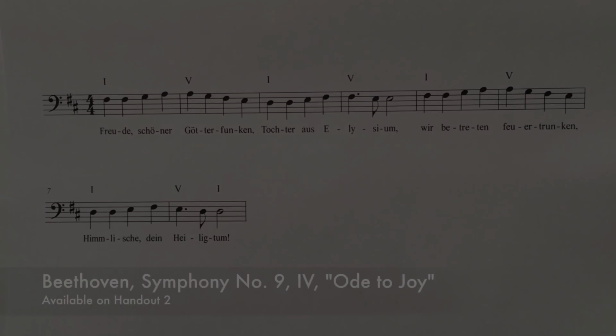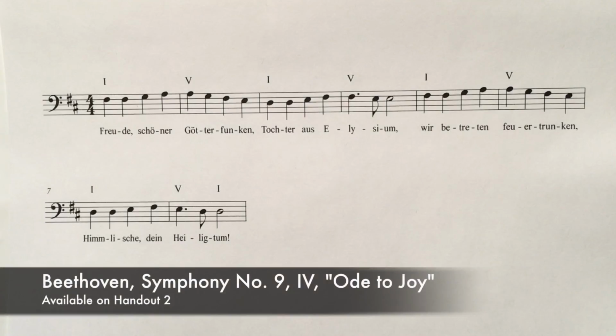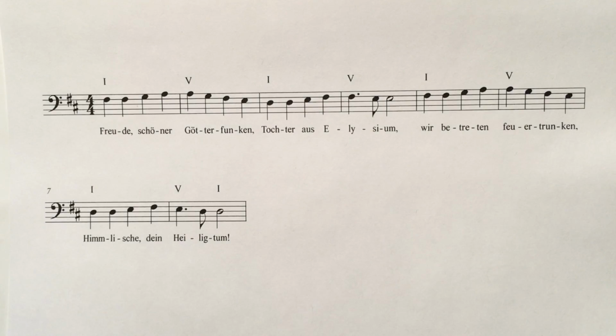Let's look at passing tones in Beethoven's famous Ode to Joy melody. The first 8 bars simply alternate root position 1 and 5 chords in the key of D major.